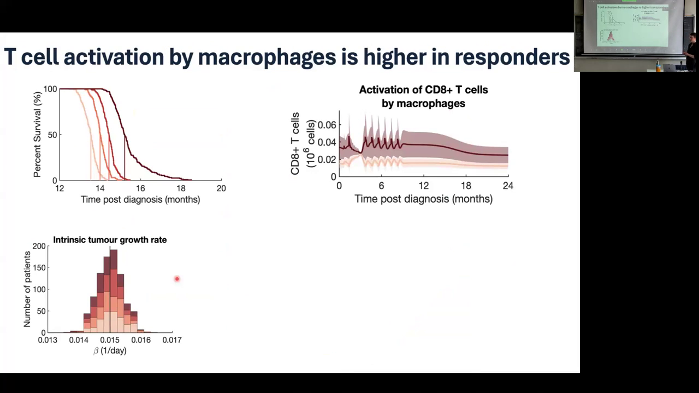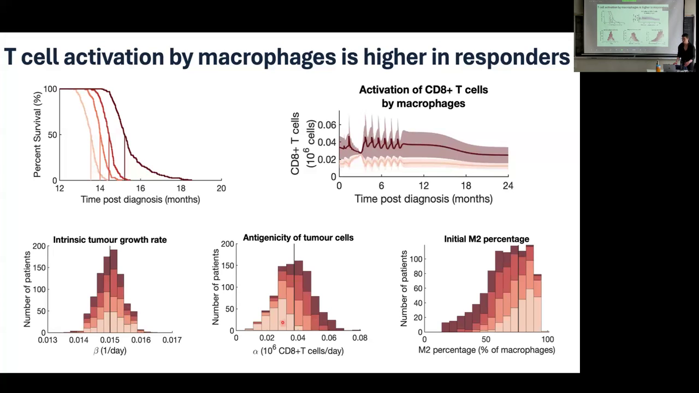In responders, the T cells are better activated by the macrophages, so probably because there are more M1s. But if you look at, for example, distributions of, okay, so I always have to remember how we talk about this. The light is the worst response and the dark is the best response. The best response has more T cells, but there's no actual difference in their tumor growth rates when you look at the distribution of patients and growth rates over our patients.